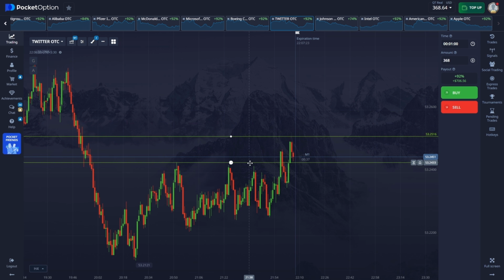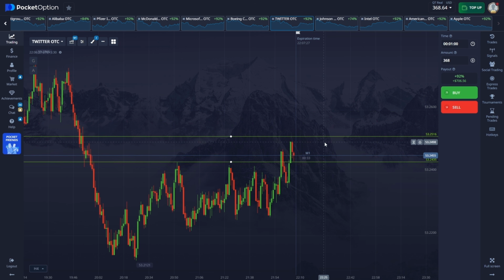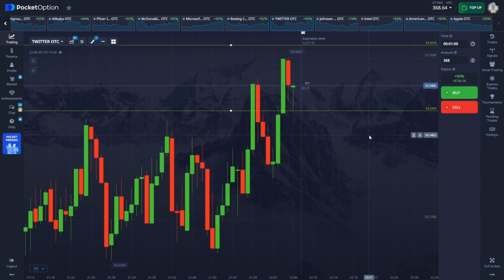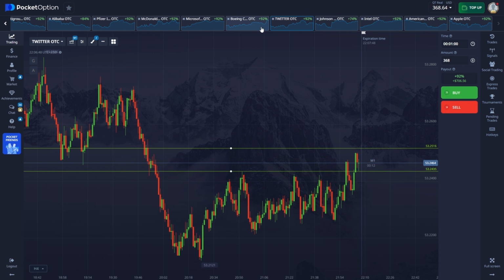Now, let's move on to Twitter OTC. Let me draw a support level. Okay, I drew the support level. You can see that the market reversed from that point for a downside move. Then it retraced, and the current candle also gave us an entry. However, I didn't take the entry. The market reversed exactly from the level, which is a good setup. This is a ranging market, as you can see. Since the candle was already at the level, I decided to avoid that trade. Let's move on to the next asset.